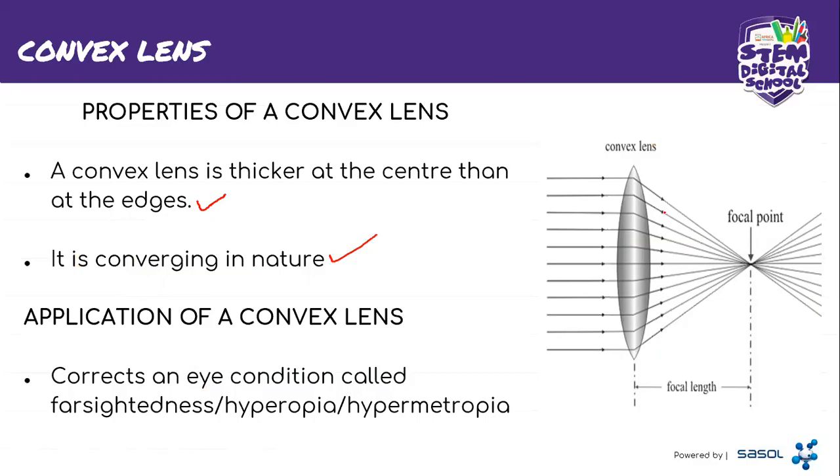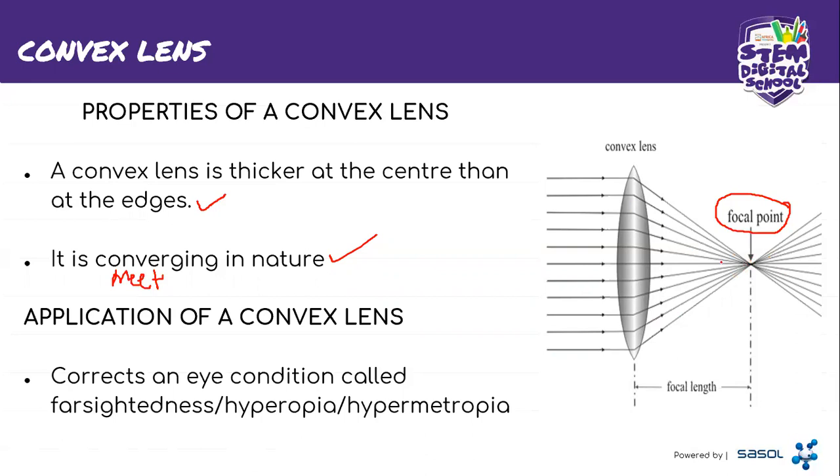You see, when you have a convex lens, and these are light rays that are passing through a convex lens, my dear learners, these light rays are going to converge. Basically, they are going to meet, and they will meet at that point, which we call the focal point. So a convex lens will take the light rays, and they are going to converge, and they will meet at the focal point.